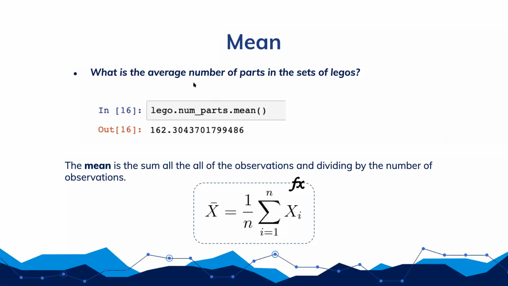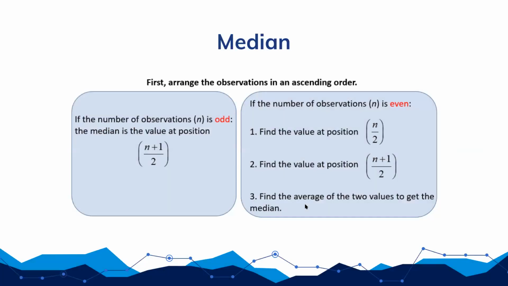Let's go for mean. For example, what is the average number of parts in the sets of Legos? Again, you just go for the number of parts, .mean, and you get it. So we have, on average, 162 parts in our Lego sets, okay? And if you like math like me, you want some formulas, so you probably know how to compute the mean, right? And if you don't, now you do. Let's go for the median.